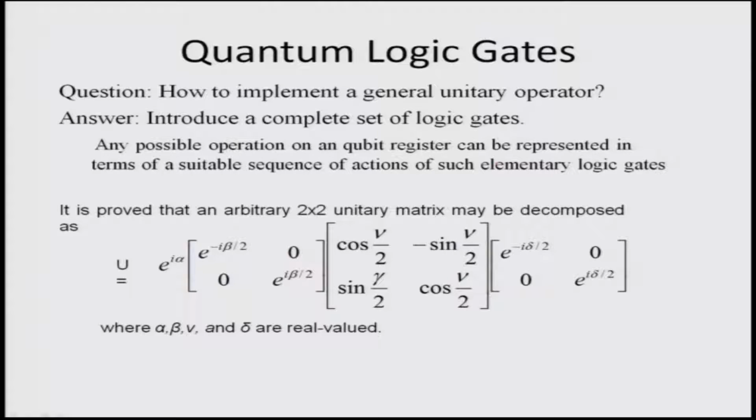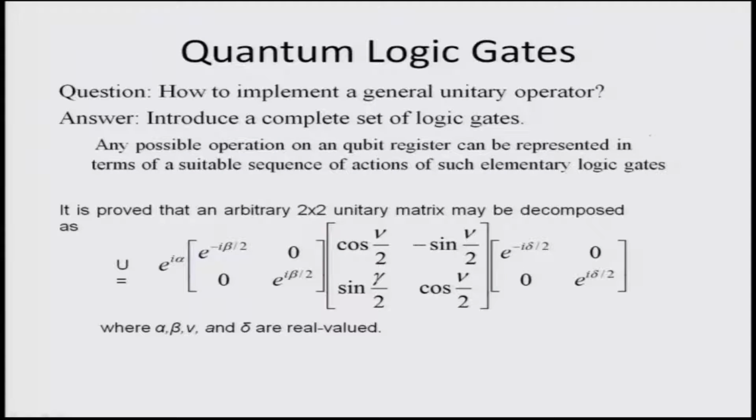In terms of the logic gates, we have been discussing the various kinds of logic gates. The definition can be simply put as any possible operation on a qubit register that can be represented in terms of a suitable sequence of actions of elementary logic gates are the ones which are in use. Introducing a complete set of logic gates is hard, because unlike classical computers, the number of logic gates needed as the number of qubits increase can be very large.